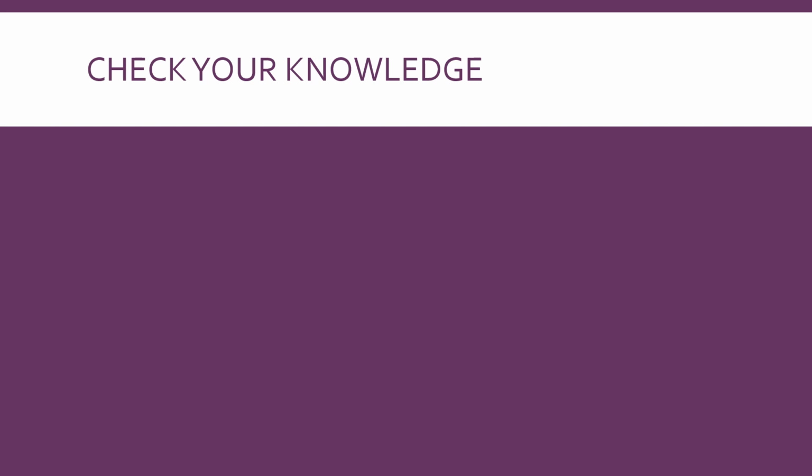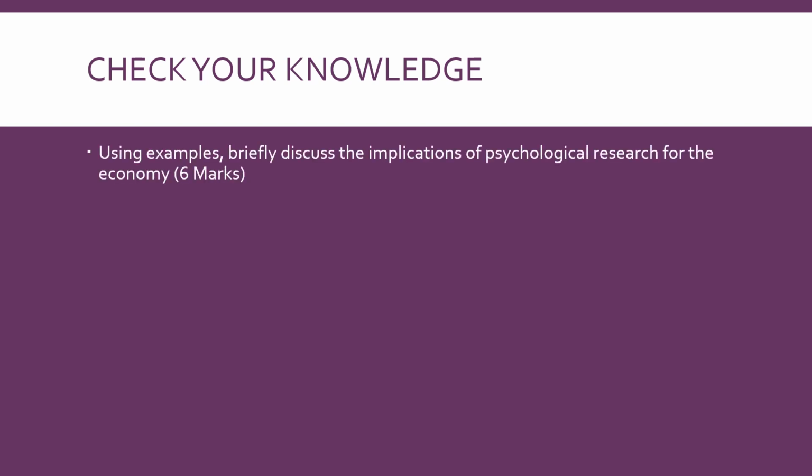So, final thing I want you to have a little go at for this lesson is a question. So, using examples, briefly discuss the implications of psychological research for the economy. So, essentially, this is what I've been talking about for the last 20 odd minutes, in that what you need to do is think about how does psychological research affect the economy. So you can use any of the examples that I've talked about. You could talk about advertising, you could talk about the urinals, you could talk about depression, etc., etc.